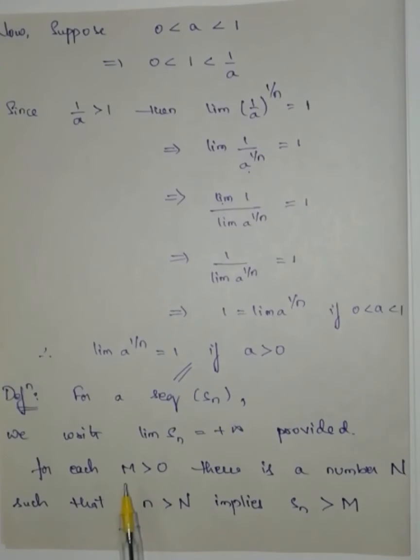Means if you are taking M as 10, there should exist an N such that after that N, if I take any n, those terms should be greater than 10. If I take 1 lakh, then also the term should be greater than 1 lakh. If I take 10 lakhs, the term should be greater than 10 lakh. Means if I take any larger number, the term should again be greater than that larger number.